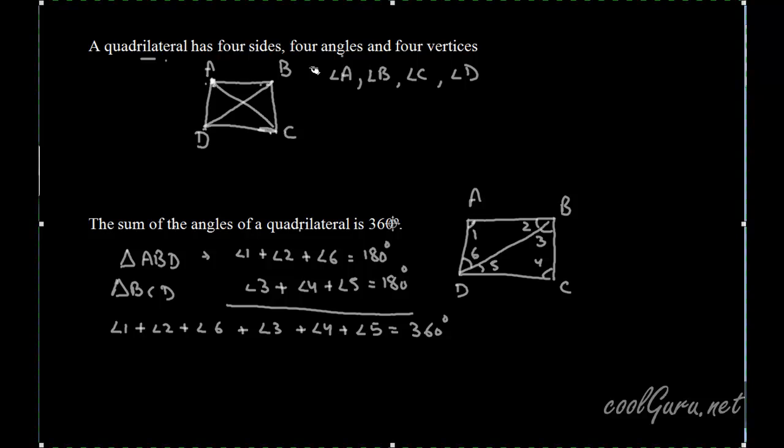Now in place of 1, I can write angle A. For 2 and 3, 2 plus 3 is actually angle B. In place of this 2 plus 3, I can write angle B. Angle 4 is angle C, so in place of angle 4 I can write angle C. And similarly 6 plus 5 is actually angle D. So this is 360. So this proves that the sum of all interior angles of a quadrilateral is 360 degrees.